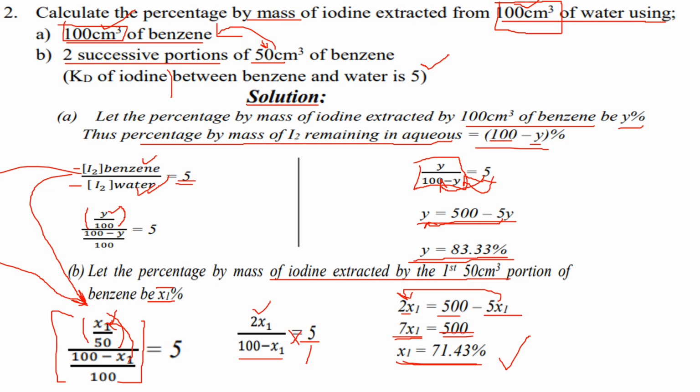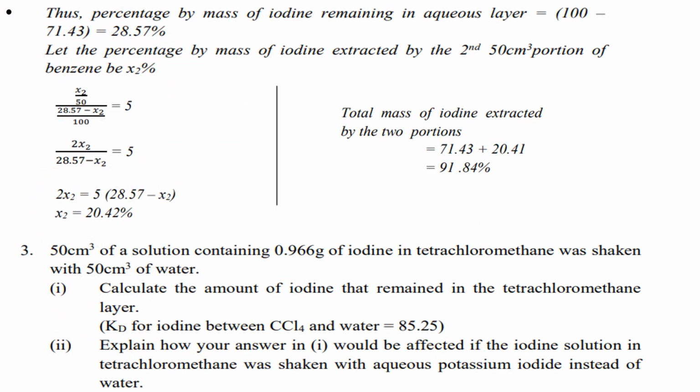So what's going to be the mass left in the aqueous layer? Because that's the mass that we are going to extract in the second extraction. To get the remaining mass, you take the total percentage, 100 minus 71.43. Let's look at that in the next slide. We are saying that the percentage by mass of iodine remaining in the aqueous layer, remember that we have so far extracted 71.43, is what we are going to begin with in our second extraction.